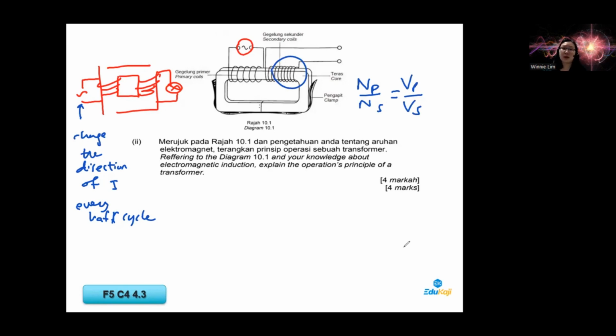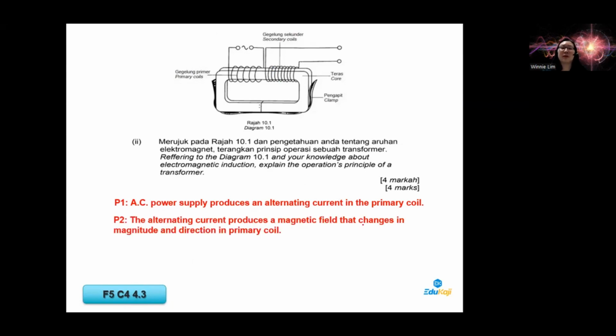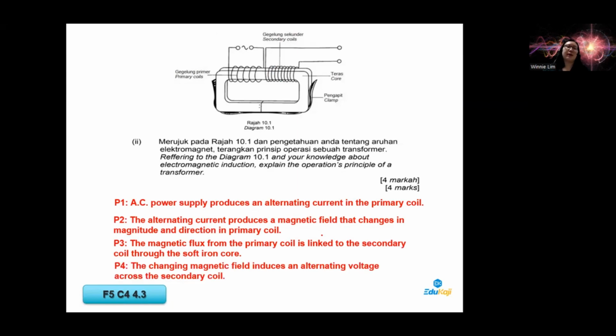Correct? Okay, so in a statement, how do you explain it? You say, AC power supply produces an alternating current in the primary coil. Then next you say what? The alternating current produces a magnetic field that changes in magnitude and direction in the primary coil. Just now teacher explained, right? Then the magnetic flux, what happened? The linkage to the secondary coil. That means they move and cross to the secondary coil through the soft iron core. And lastly, the change in the magnetic flux induces an alternating voltage across the secondary coil through electromagnetic induction. They use the term magnetic flux, which means a lot of field, but you can still use the term magnetic field, no problem.